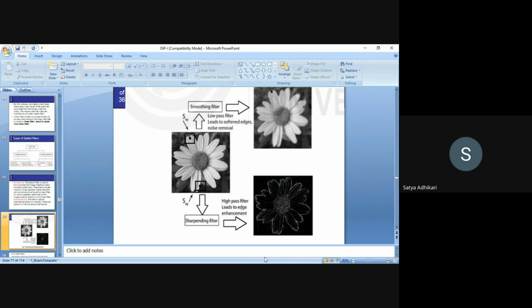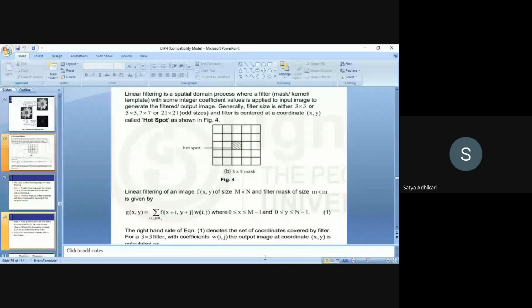Let us discuss more about how the new value of a pixel of an image is calculated using the mask. As we discussed, a linear filter is a spatial domain process where a filter with some integer coefficient values is known as a mask. Basically, the word mask is widely used, values to apply to the input image to generate the filter output image. And the filter size is 3 cross 3 or 5 cross 5, 7 cross 7 or 21 cross 21 size.